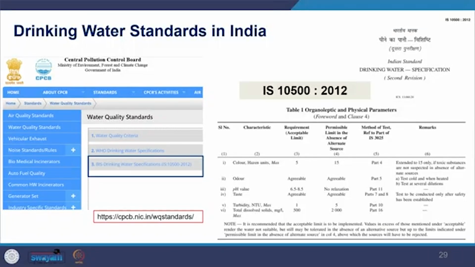In the image on the left-hand side, you can see the CPCB website and the link to all the standards. On the right-hand side, you can see drinking water standards, which show different water characteristics, acceptable limits and methods of test. You can see characteristics related to color, odor, pH value, taste, turbidity and total dissolved solids. Your project should meet all these requirements and acceptable limits.